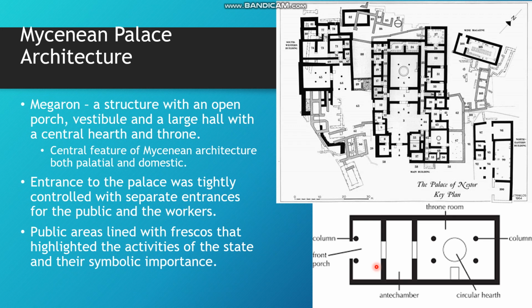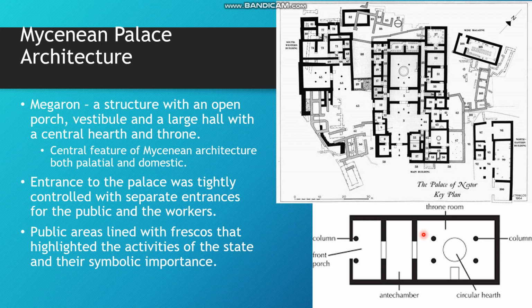So this structure has an open porch that is open to a large courtyard, and then has an antechamber before you reach into a large throne room. And here you can see the throne. The article basically argues that you would have done this in a presentation room. Now, the entrance to the palace was tightly controlled, with separate entrances for the public and for the workers. Right? And so we can think about this as part of the importance of the palace: a place where people come together at very particular times.